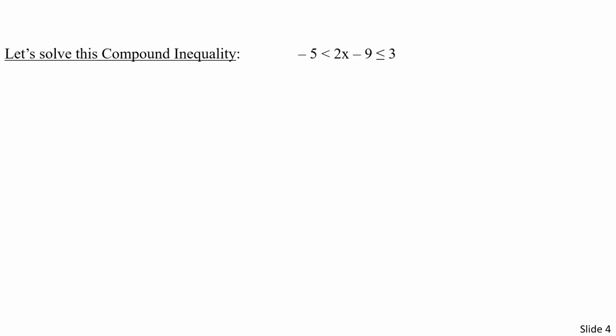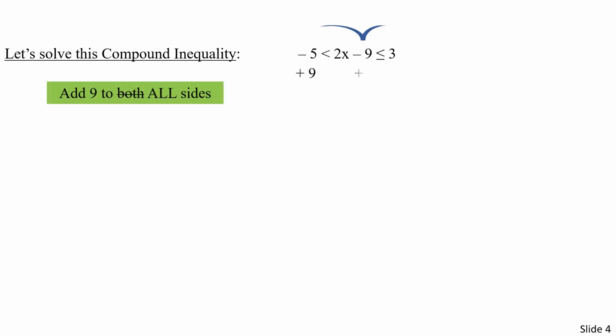So let's solve this compound inequality. We're going to add 9 not to both sides, but to all sides. Since there are 3 pieces, we have to do it to all 3 parts. So we're adding 9 to all 3 parts. Negative 5 plus 9 is 4. 2x minus 9 plus 9 is just 2x. And 3 plus 9 is 12. Notice the symbols came straight down.